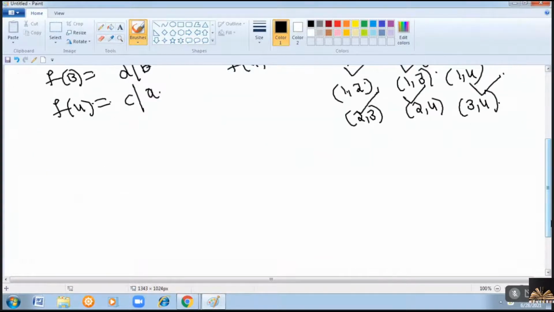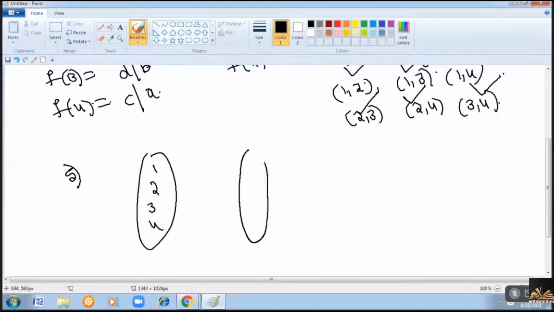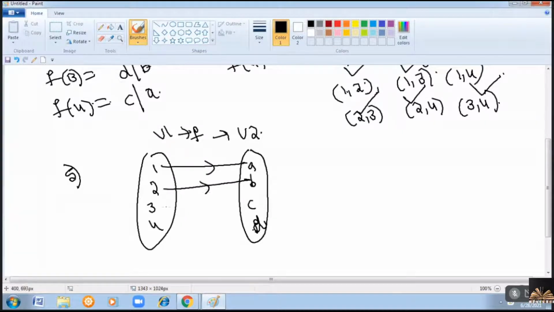Now the last condition is you need to check whether the function f is one-one and onto or not. So what is a one-one function? Let me define the function first. This is a function f from V1 to V2, right? f of 1 is equal to A, f of 2 is equal to B, f of 3 is equal to D, f of 4 is equal to C. Right? Let me check whether this is one-one.